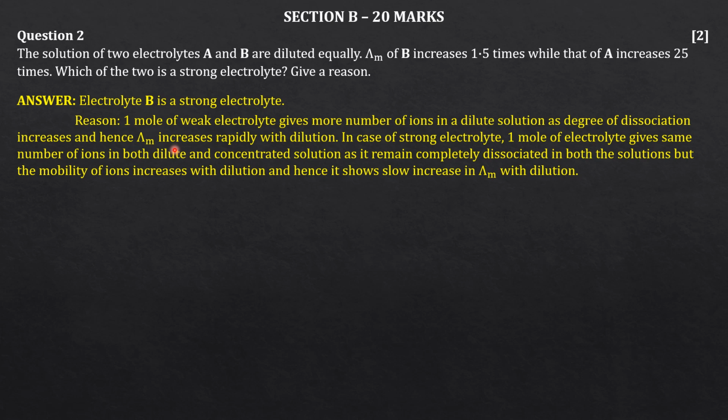But for weak electrolyte, as the degree of dissociation increases, 1 mole of the same weak electrolyte will give more ions in a dilute solution than in a concentrated one. So here mobility as well as number of ions are increasing, so it will be very rapid. So you can answer in this way.